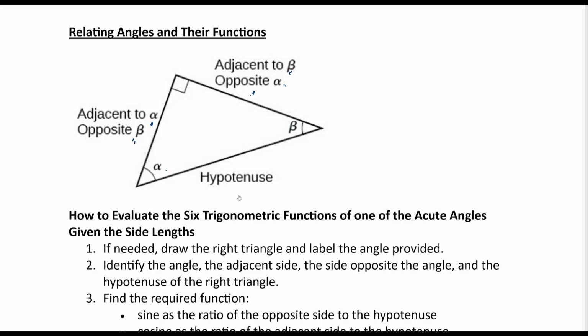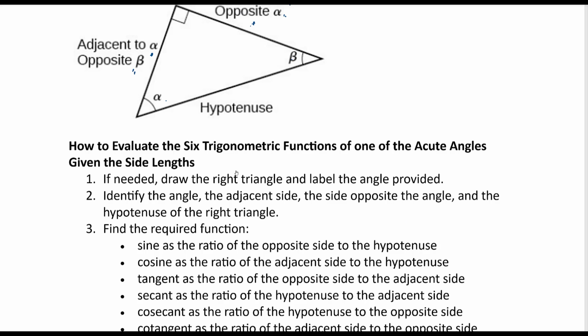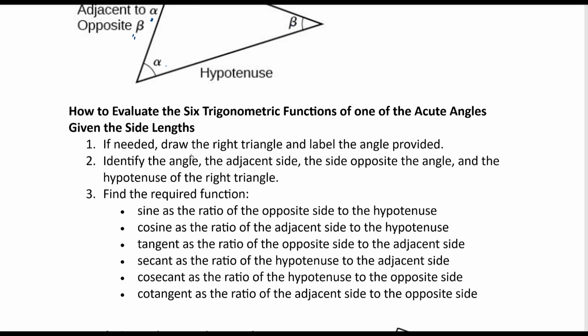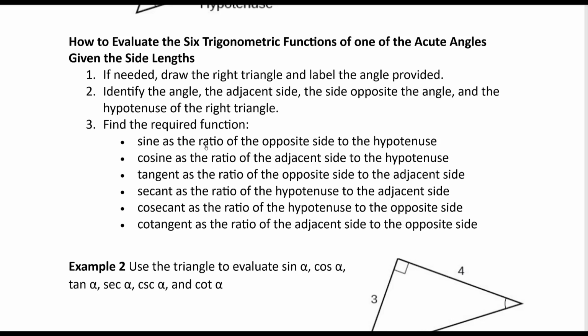So how do you evaluate the 6 trig functions of one of the acute angles given the side lengths? If needed, draw the right triangle and label the angle provided. Identify the angle, the adjacent side, the side opposite the angle, and the hypotenuse. And then find the required function. So sine is opposite over hypotenuse. Cosine is adjacent.